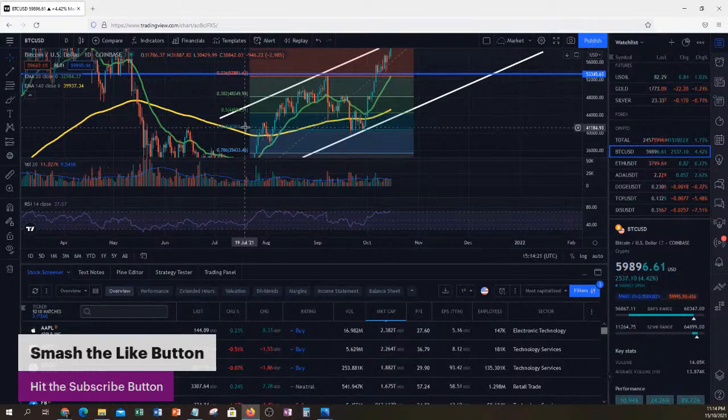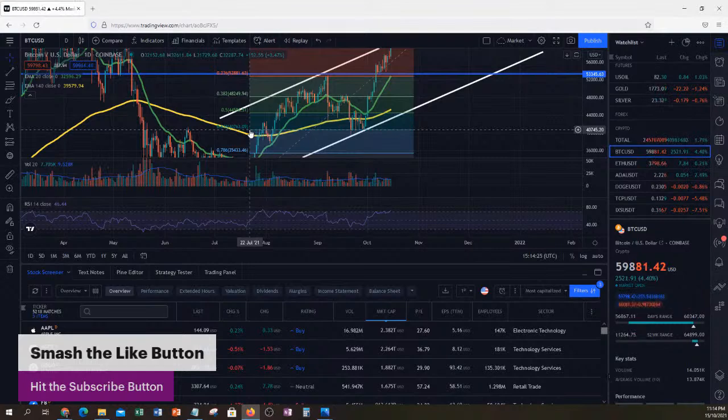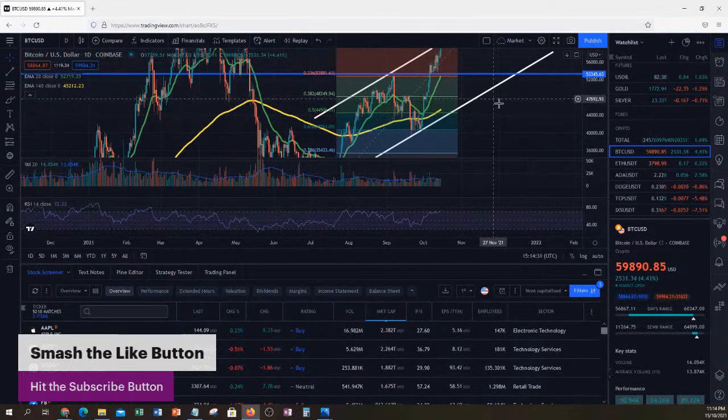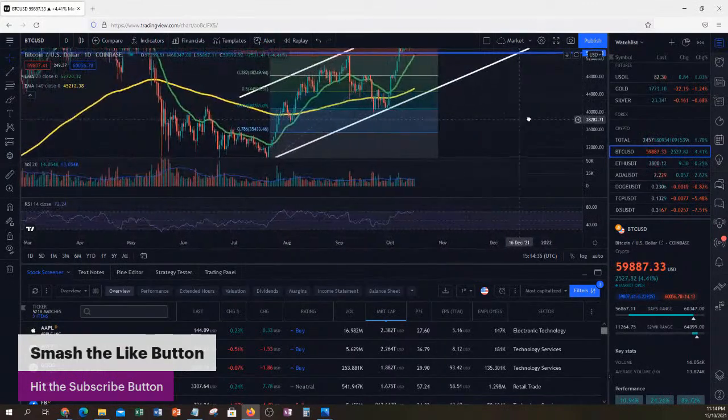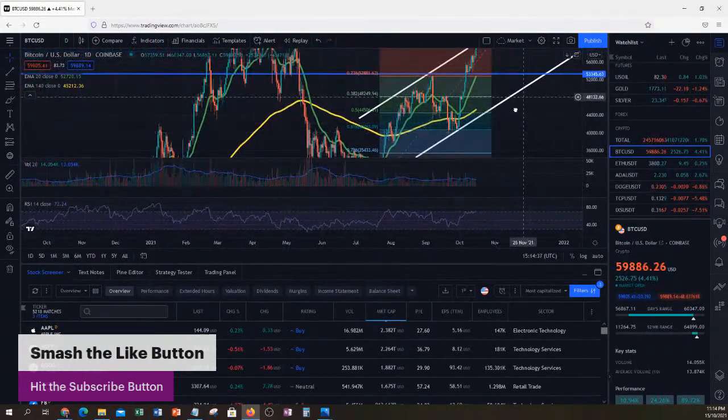If you use this indicator, you will see that the bottom is at 40,000 within this zone, and the top is 48,000. Now we are way above that. So will a new zone form? That's yet to be seen. We have to see what happens.